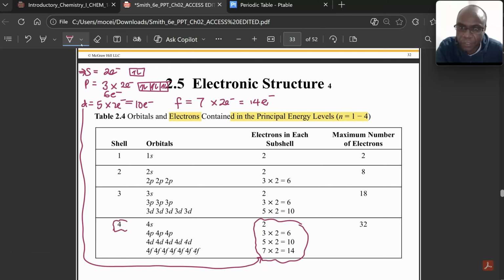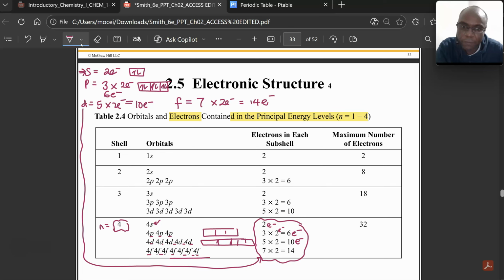looking at the fourth principal quantum energy level, principal quantum number, it has all the subshells S, P, D, F, and it will be the best for me to show you what's happening. So the 4s, 2 electrons. The 4p, it will be 3. Remember the 3 boxes? Each carries 2 electrons, so 6 electrons. 4d has 5 boxes, each carrying 2 electrons, so overall 10 electrons.